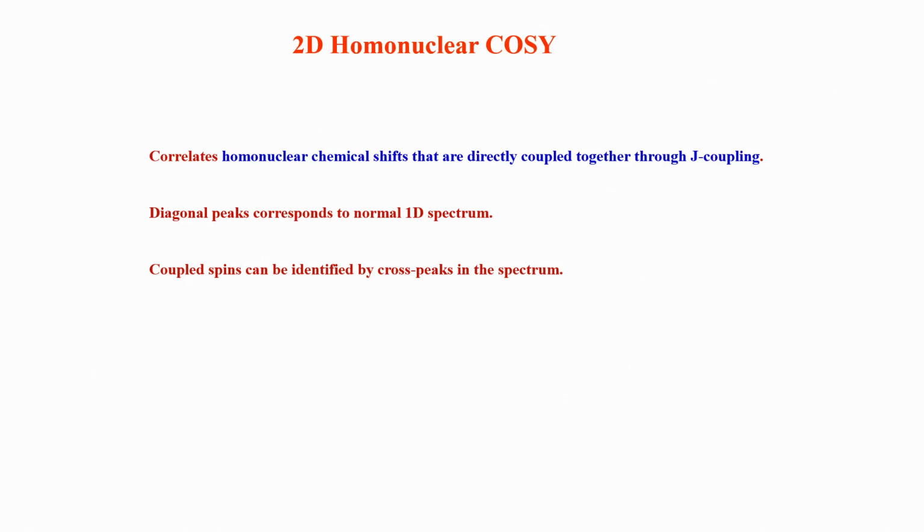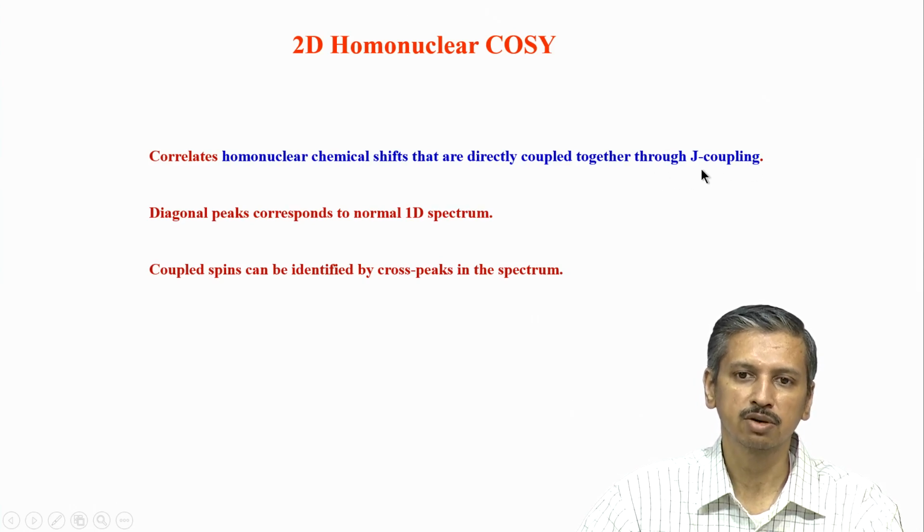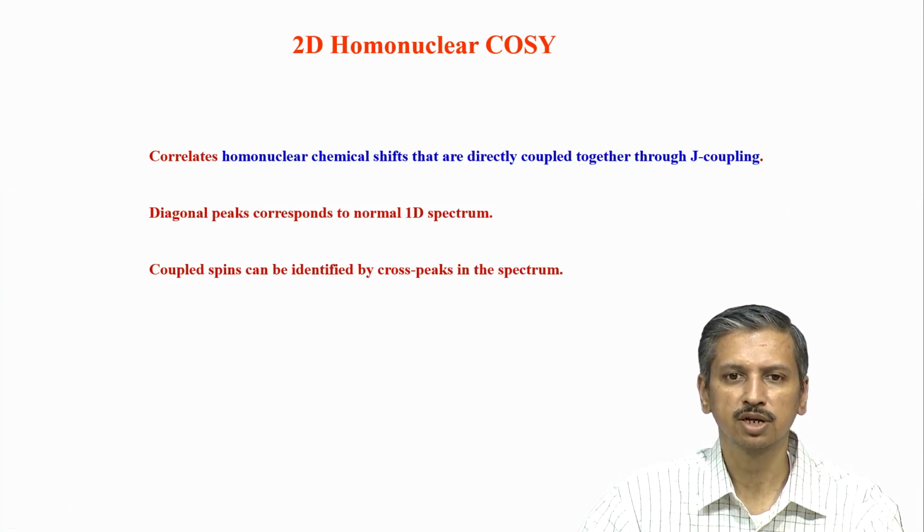So, what is the advantage of this experiment, homonuclear COSY? It correlates two proton chemical shifts or carbon chemical shifts that are directly coupled through J coupling. So, as I said, this J coupling is a very important requirement. Without this you can't transfer the magnetization from one spin to another. Diagonal peaks correspond to a 1D spectrum, and this is something which I mentioned last class also. The diagonal peaks in 2D homonuclear NMR do not carry any information. They are actually redundant information. They are only telling us A is connected to A, which anyway we know.